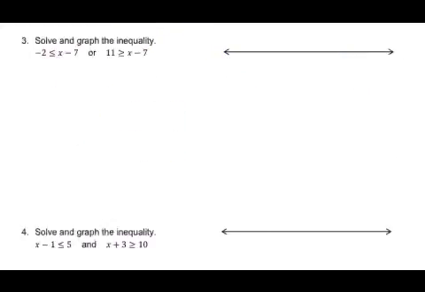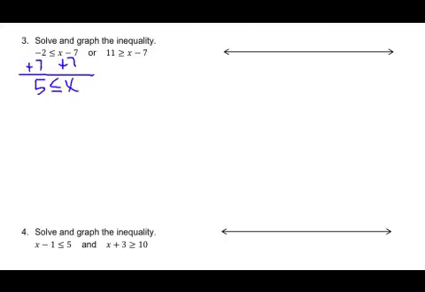We have 2 more examples to look at for solving and graphing inequalities. Again, we are solving just like an equation. So if we look at our first inequality, we have negative 2 is less than or equal to x minus 7, or 11 is greater than or equal to x minus 7. So our first step is going to be to add 7 to both sides. So we end up with 5 is less than or equal to x.